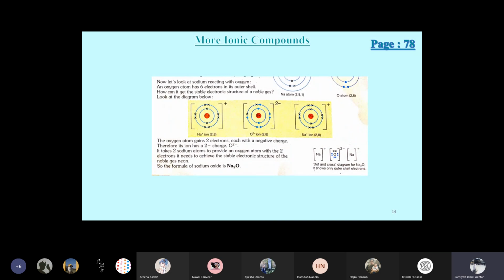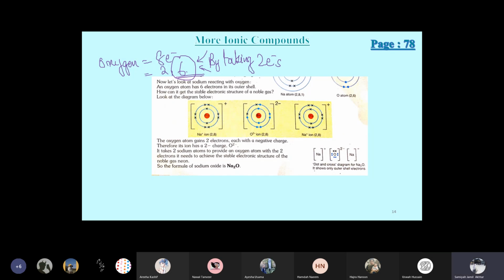Now let's look at sodium reacting with oxygen. An oxygen atom has 6 electrons in its outer shell. Now, how can it get the stable configuration of a noble gas? Oxygen has 8 total electrons, 2 in the first shell, 6 in the second shell. So, how can it get the stable configuration? By taking 2 electrons. Right? By taking 2 electrons, it will get completed.